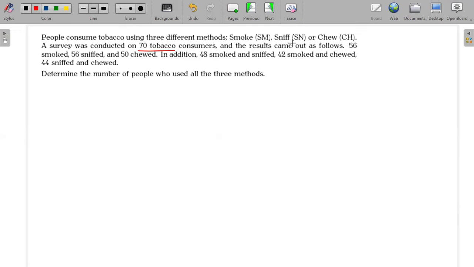They are telling us now that 56 smoked. Smoked will be represented by SM. So 56 smoked. And 56 sniffed, so SN is for sniffed. And those that chewed, CH, are 50. Then they're telling us that 48 smoked and sniffed, meaning those fall into an intersection. So that is those that smoked and sniffed, SM intersect SN.